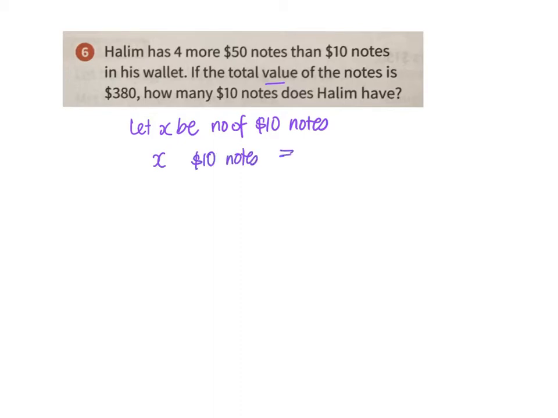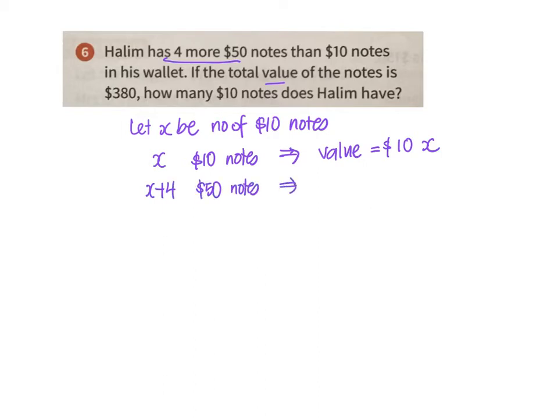What will be the total value from the $10 notes? If let's say there are 4 $10 notes, I'll have $40. If there are x $10 notes, then I will have 10 times x dollars. What will be the number of $50 notes? Halim has 4 more, so it will be x plus 4 $50 notes.